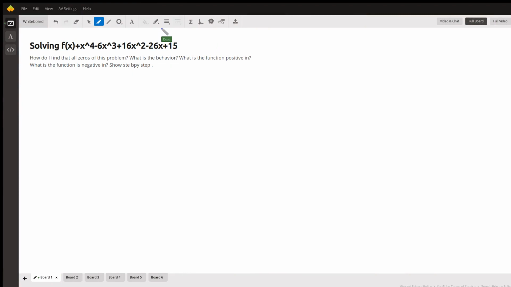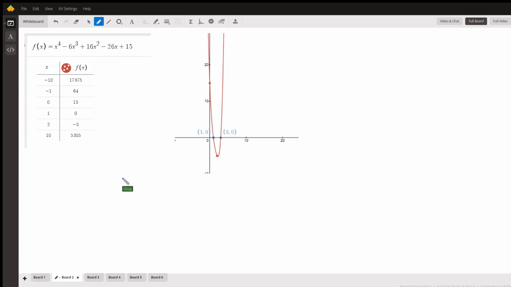Okay, you're given this function and you're asking some questions about how to determine the zeros and behavior, etc. Sure, this is intended to be an equal sign, not a plus sign. So let's see what's happening by looking at a graph. Here's the graph of the function, this red curve.